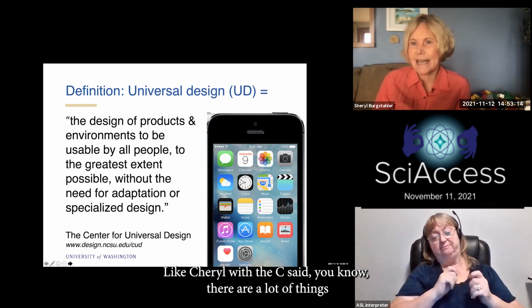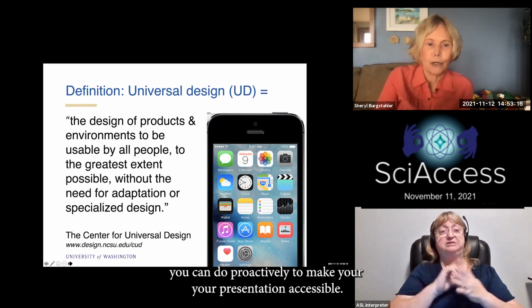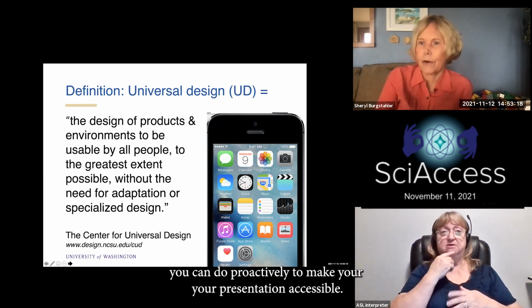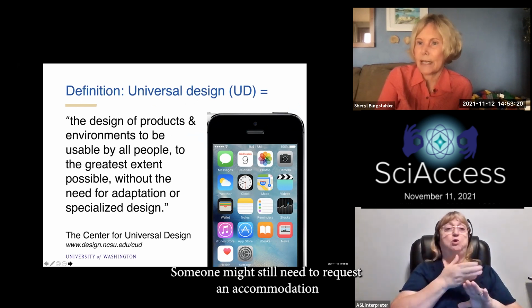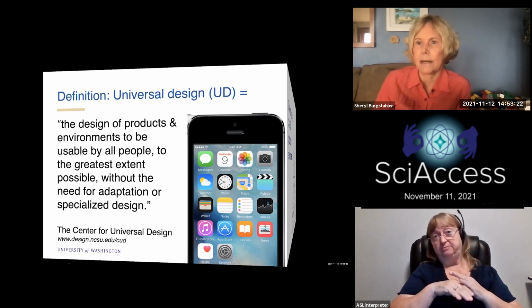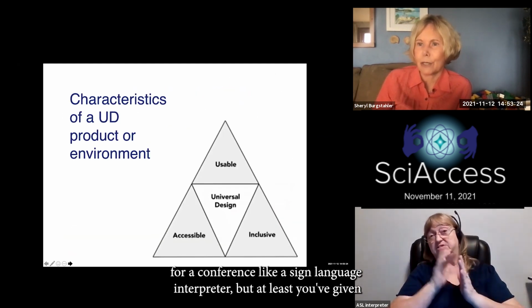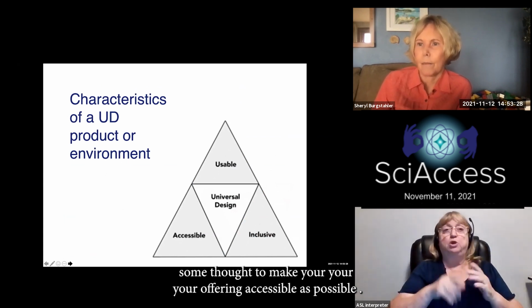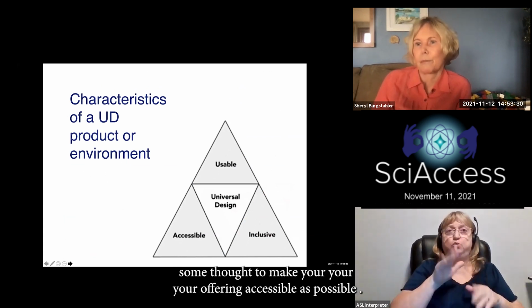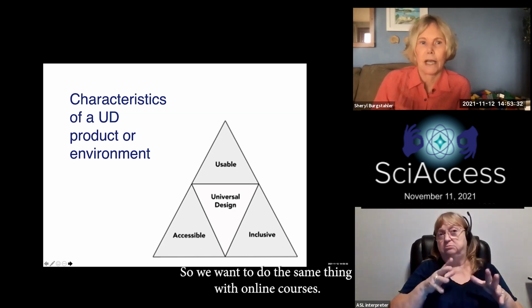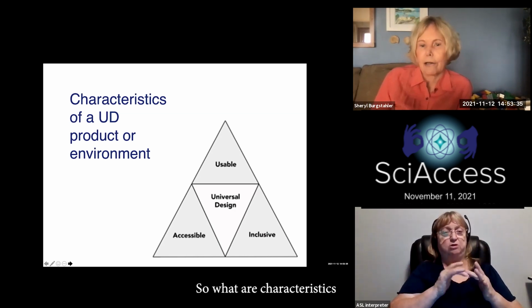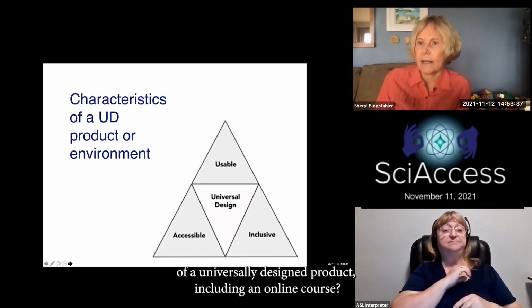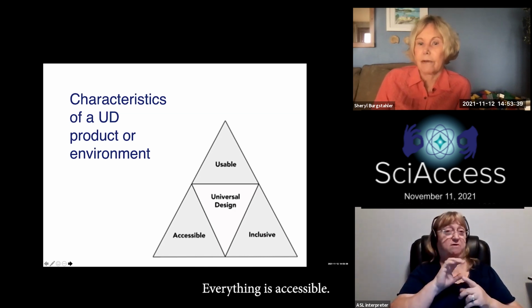Like Sheryl with the C said, there are a lot of things you can do proactively to make your presentation accessible. Someone might still need to request an accommodation for a conference, like a sign language interpreter, but at least you've given some thought to make your offering as accessible as possible. So we want to do the same thing with online courses. So what are characteristics of a universally designed product, including an online course? Everything is accessible.